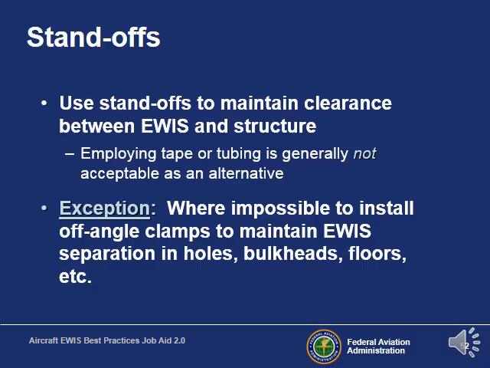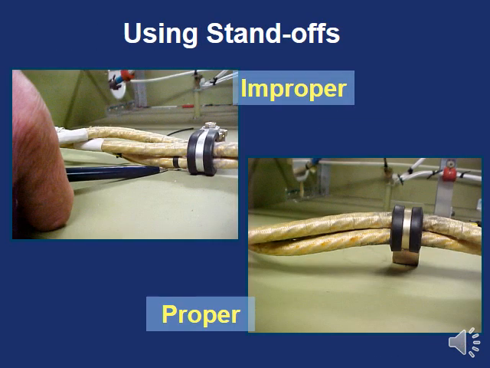A standoff is a small component that is used to maintain clearance between the wires and the structure. Here's an example of a standoff. And this right here, it's basically a clamp that allows the wires to stand off away from the structure.